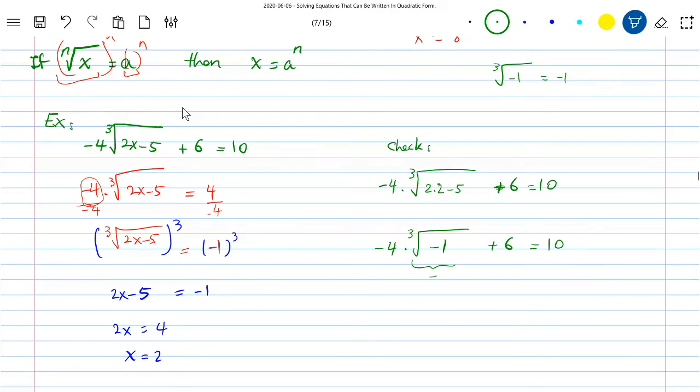This is -1 times -4, which is 4. 4 plus 6 is 10. This is a true statement, so therefore x equal to 2 is the solution. So the solution set, sorry, one more, the solution set is x equal to 2.